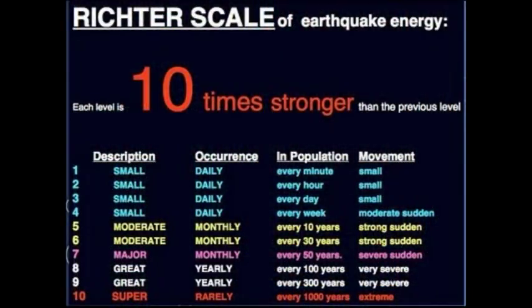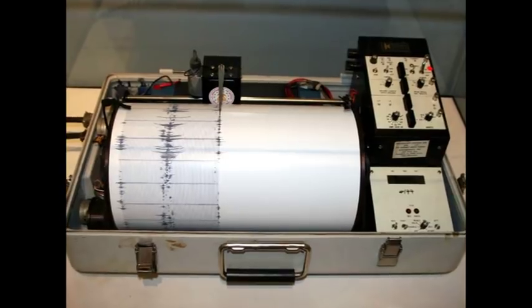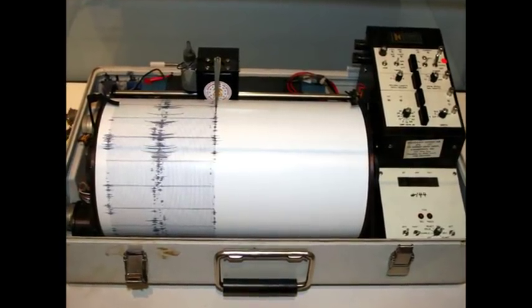Earthquakes are measured in strength according to the Richter scale. On this scale, being a 10 is not a good thing. The strength of earthquakes is measured by instruments like this seismograph.